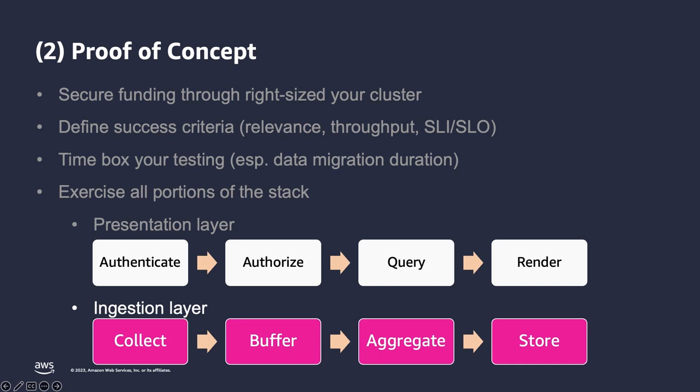The presentation layer, which is authentication and authorization. If you do have SAML authentication for your operators going to the dashboard, you should test it in this proof of concept phase. If you have a rendering UI for your search application, this is where you should test it as well. And the ingestion layer for the collection, buffering, aggregation, and store. This is related to the first phase of key focus areas within the data flow. This is where you test that the data flow is working correctly from the source of truth into the Amazon OpenSearch Service.